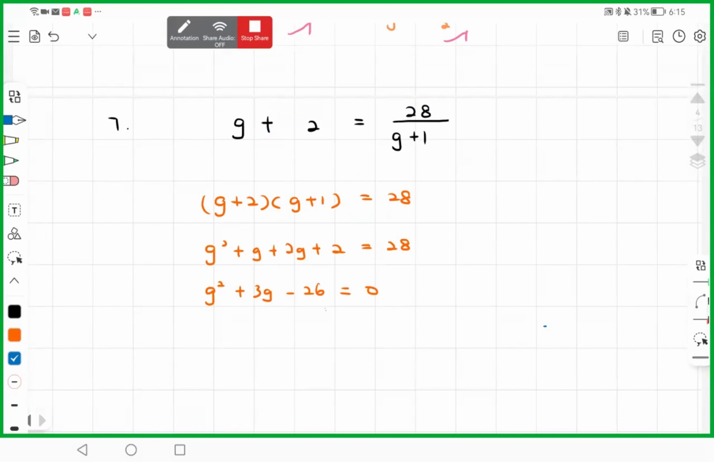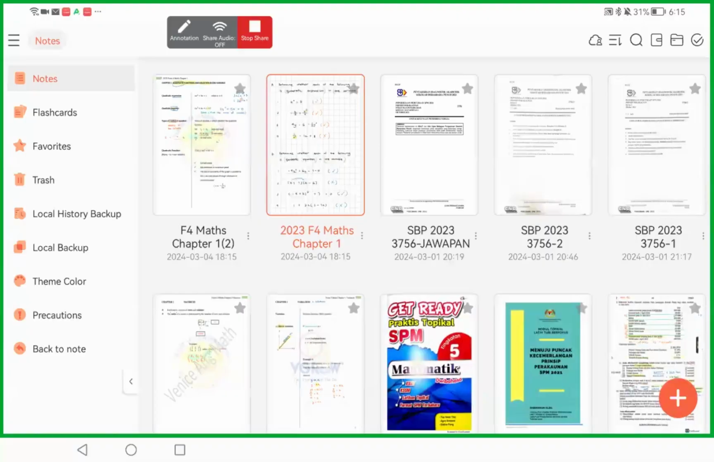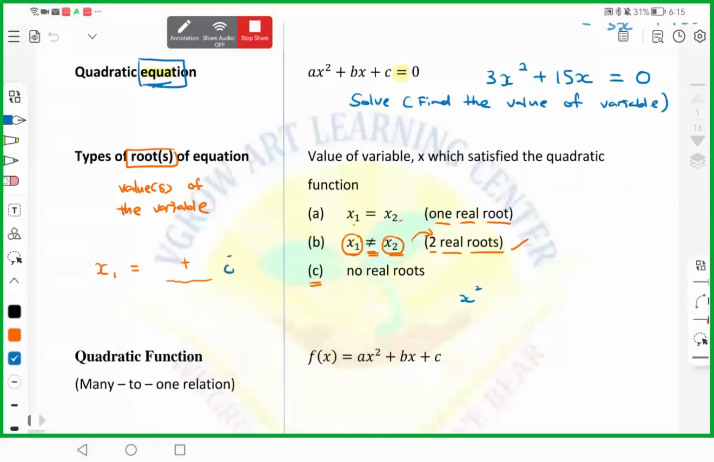Got it right, got i at the back, right? So in that case, if it's positive 26, no real root. Okay, so we only have these three types.